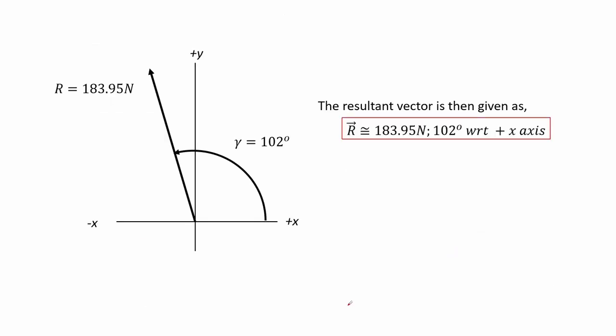So, using the component method, the resultant vector is about 183.95 newtons. Its direction is 102 degrees with respect to the positive x-axis.